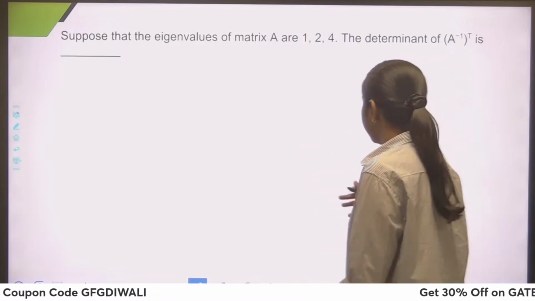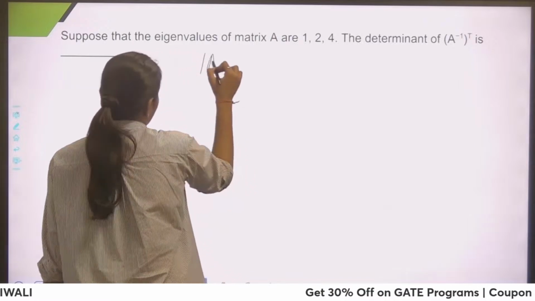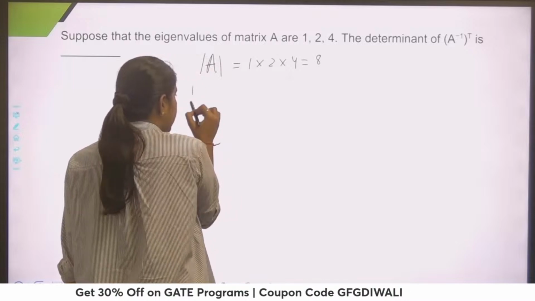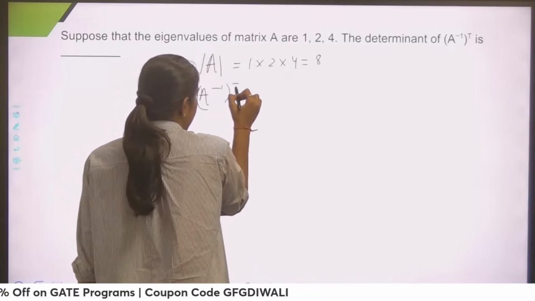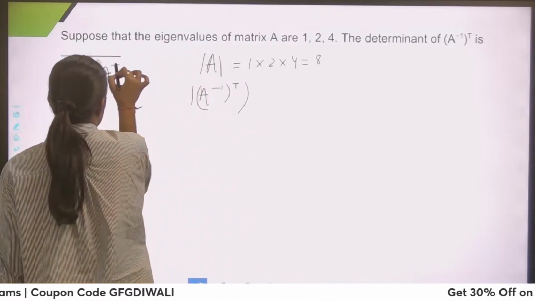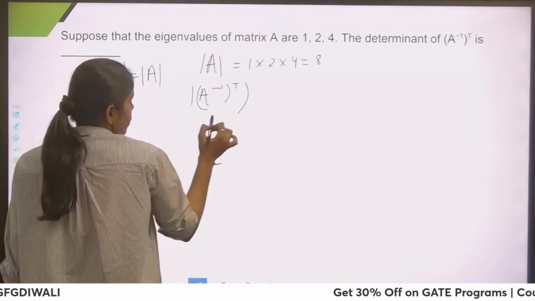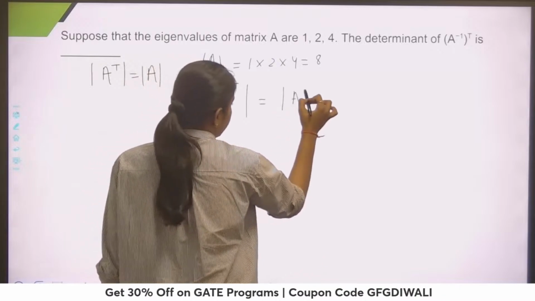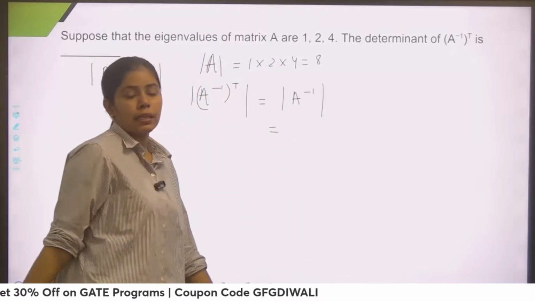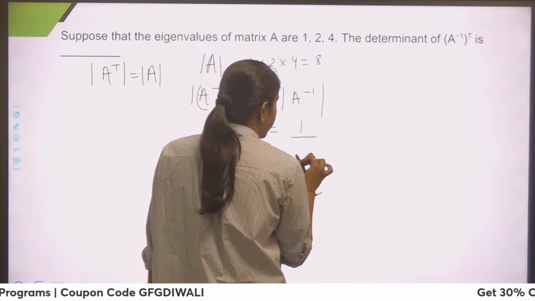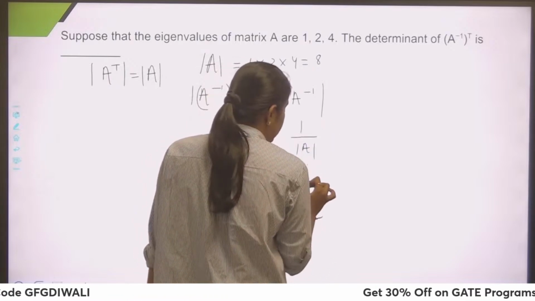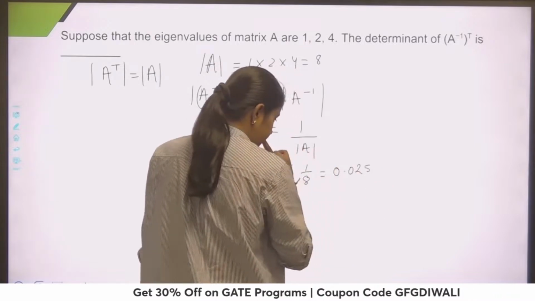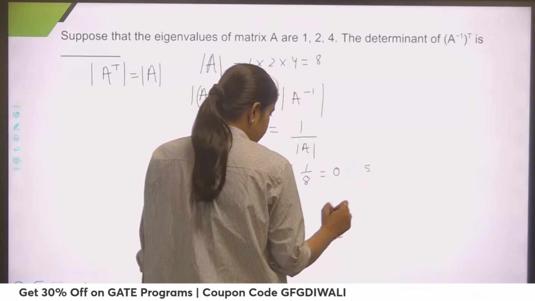So guys, what would be the determinant of A? The determinant of A would be 1 into 2 into 4, that is 8. Now they are asking for the determinant of A inverse transpose. You know that the determinant of A transpose is equal to the determinant of A. So you can write that the determinant of A inverse transpose is equal to the determinant of A inverse. And the determinant of A inverse is nothing but 1 upon the determinant of A. So the determinant of A is 8, so you can write in decimal 0.125.